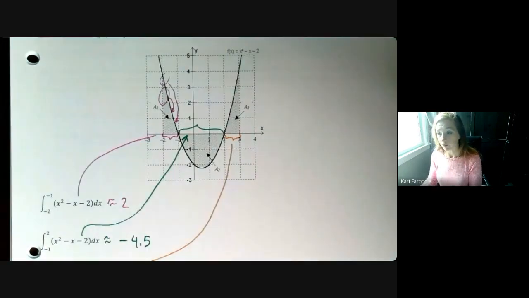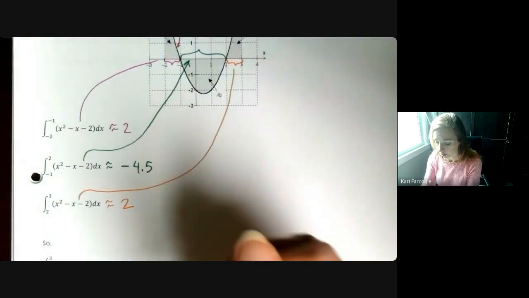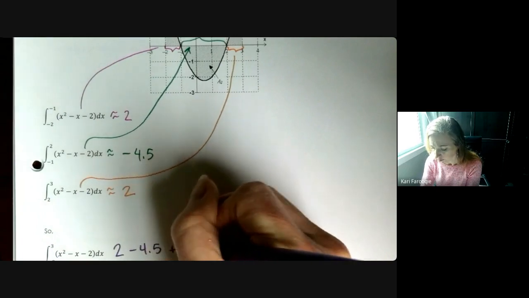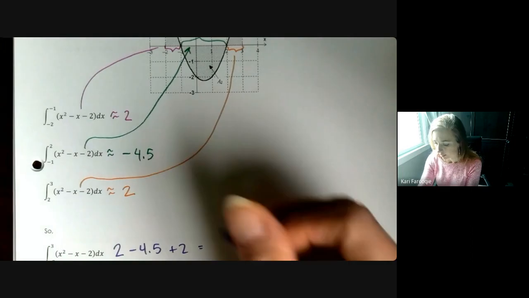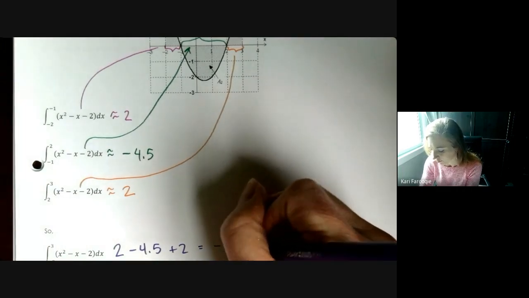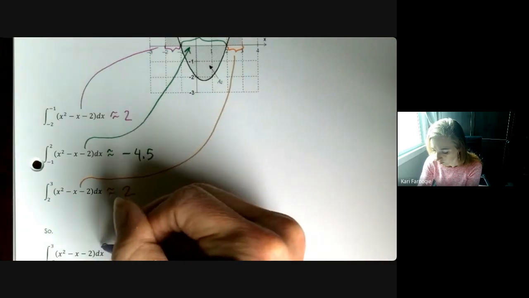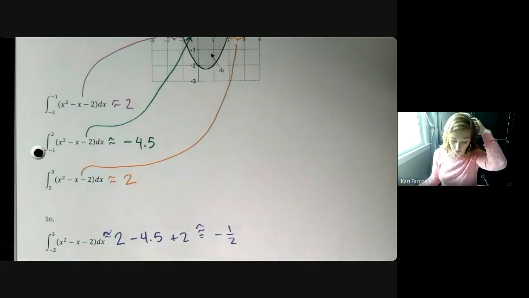So the whole idea here is we're trying to really find the area from -2 to +3. So what I'm going to do is I'm going to put these pieces together to get an approximation for what we think the area would have to be. All right, so I'm going to add up here all the components. I have 2 minus 4.5 plus another 2. So 2 and 2 is 4. Minus 4.5 is about -0.5. I should make these approximately equal signs. But that's what we're guessing the area would be.